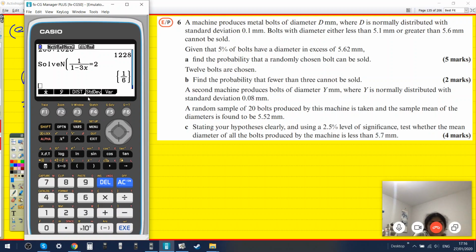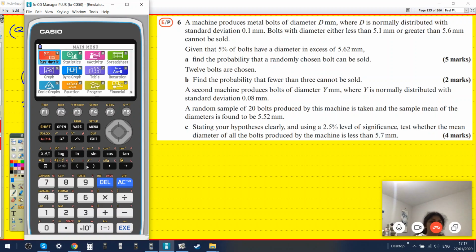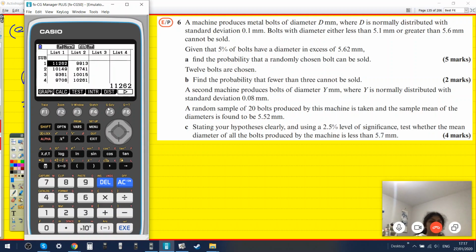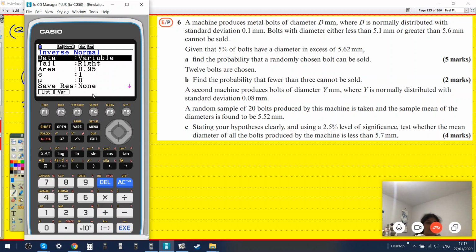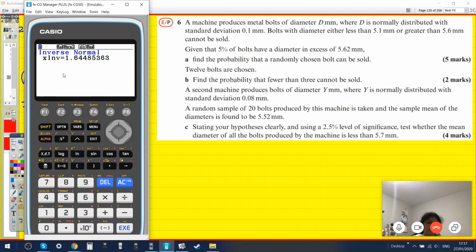Hold on. Is this under stats? Yeah, I did it in a different mode though. What mode did you do? When you press menu and then you go to stat. I did it like that, but it's the same thing. No, I forgot about the stats menu. It's better. Distribution, normal, inverse normal. So we have it in standard. Tail to the right, area 0.05. And I think that's it, is it? Yeah, I got that answer.